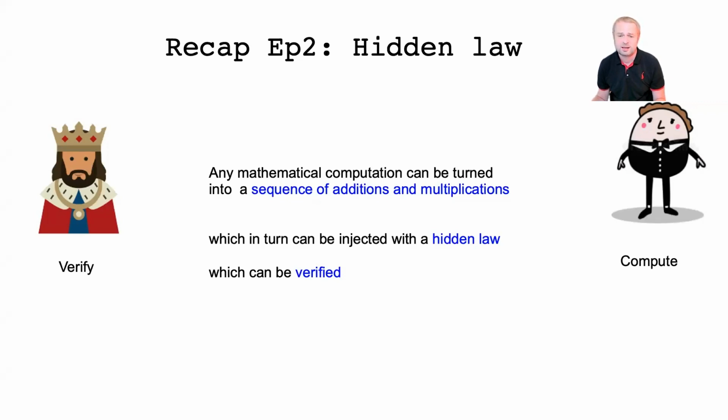But before we start, let's do a quick recap of episode 2. As you remember, in episode 2, we learned that ZK turns every mathematical computation or formula into a sequence of additions and multiplications. This is something that ZK calls addition and multiplication gates. And then, in turn, these gates can be injected with a hidden ZK law that can be verified. That's something that we learned the last time.